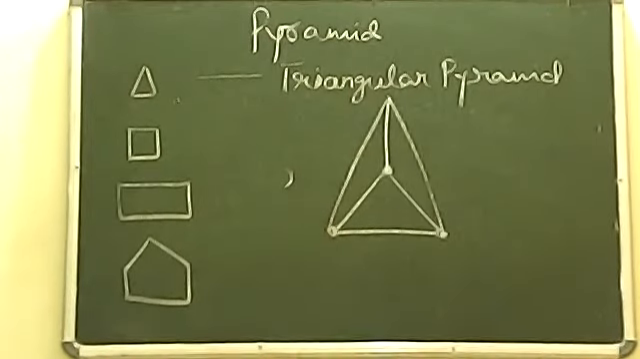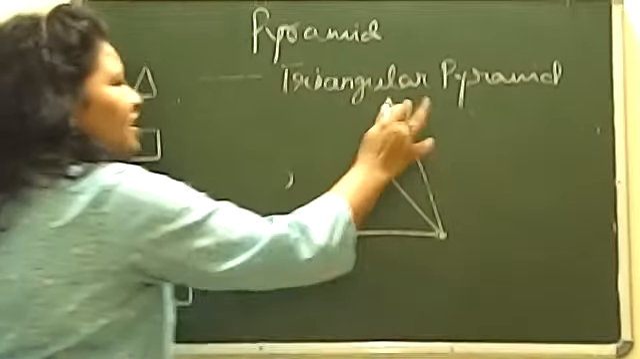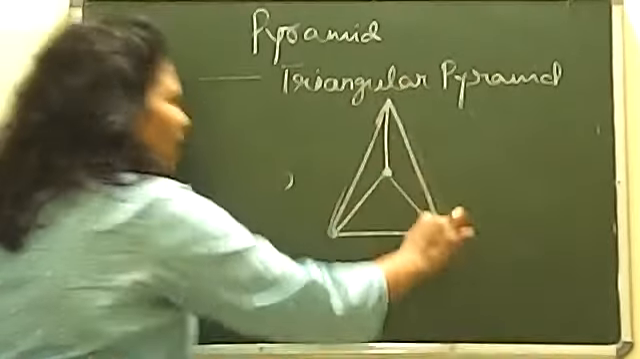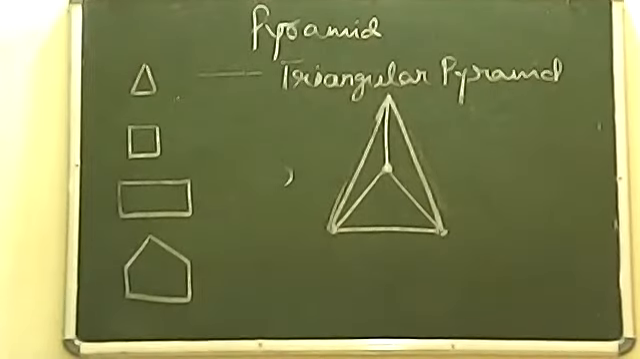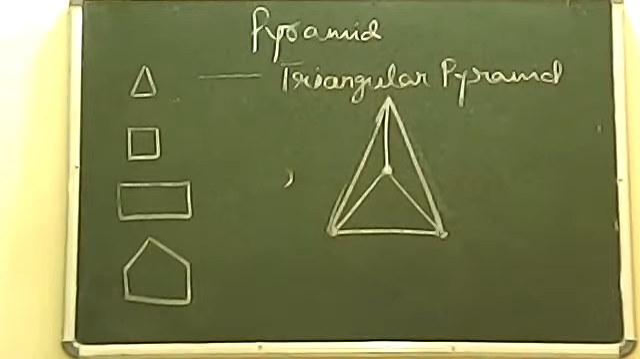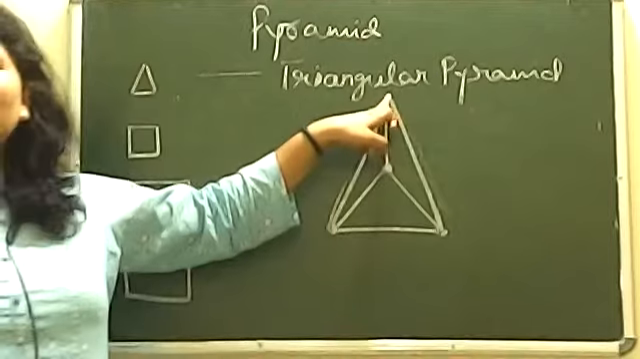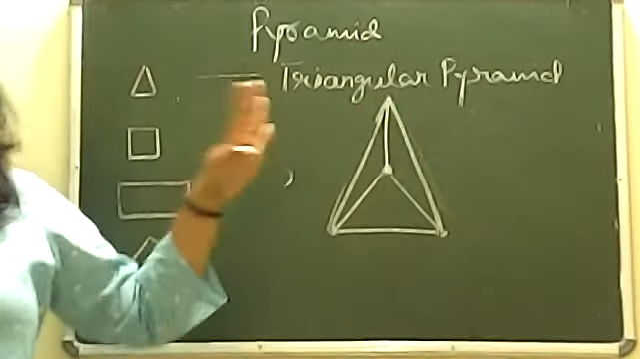ठीक है, remember a triangular pyramid is very easy to construct. Remember this. And not only triangular pyramid, all the pyramids are very easy to draw. This is a triangular pyramid. How many corners does it have? 1, 2, 3 at the base and 1 is at the top. So total 4 corners it has.